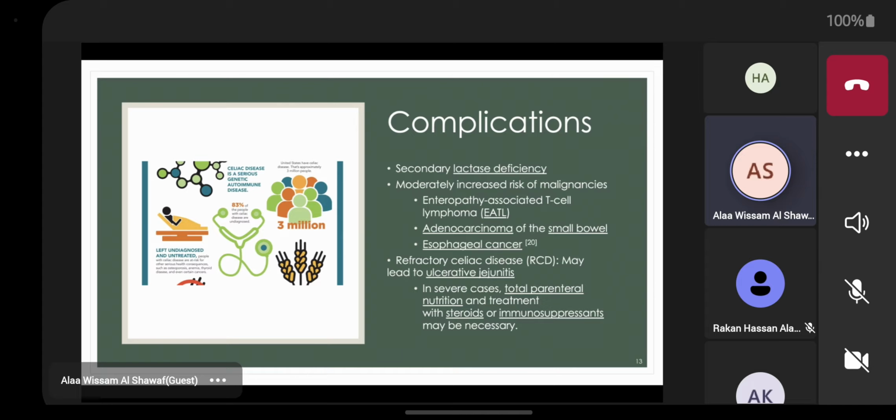In patients with refractory celiac disease, the disease may lead to ulcerative duodenitis. In severe cases, total parenteral nutrition and treatment with a steroid or immunosuppressants may be necessary.